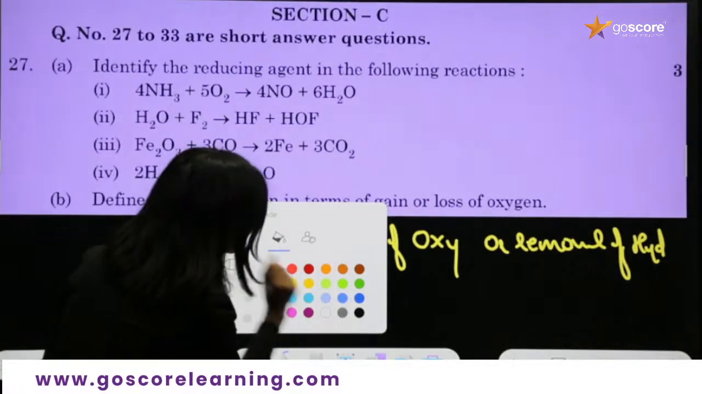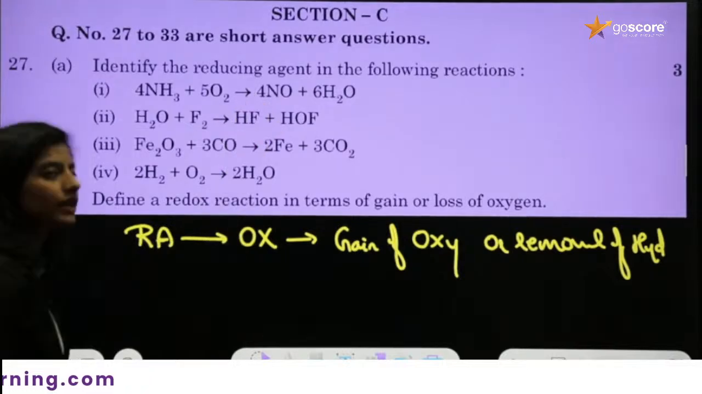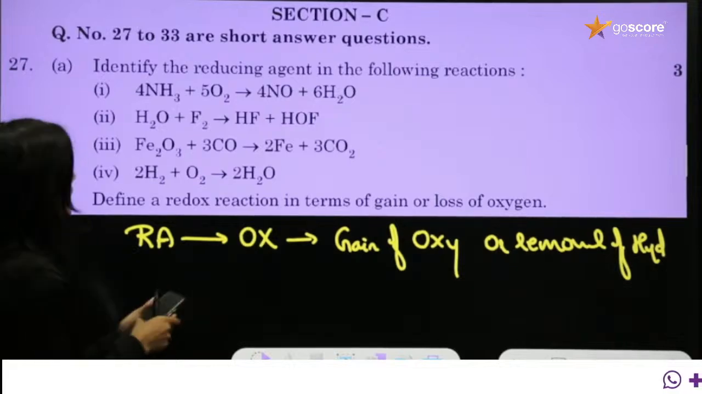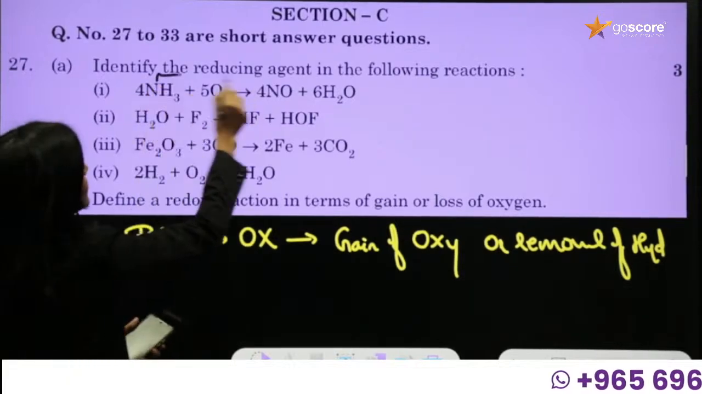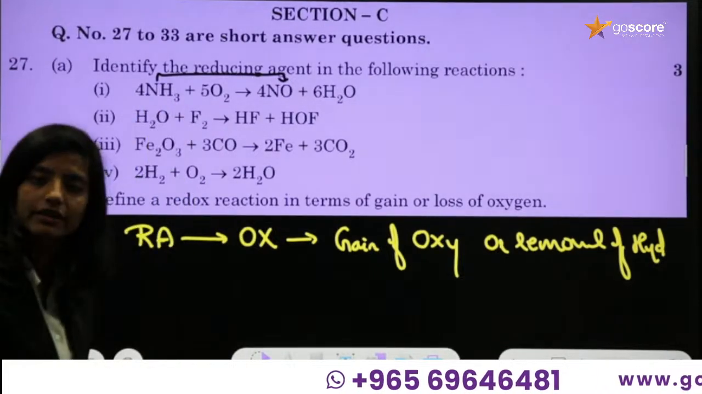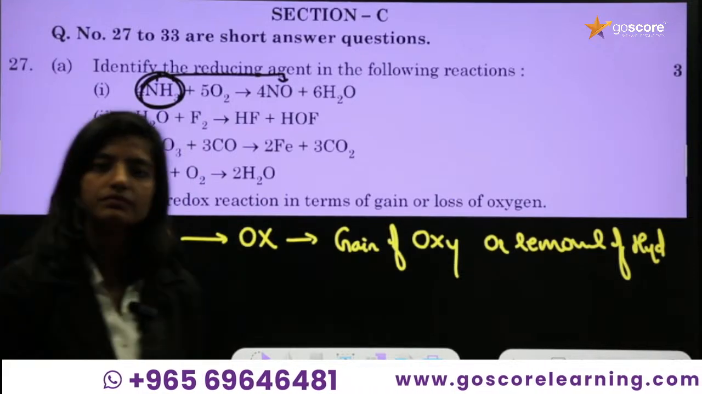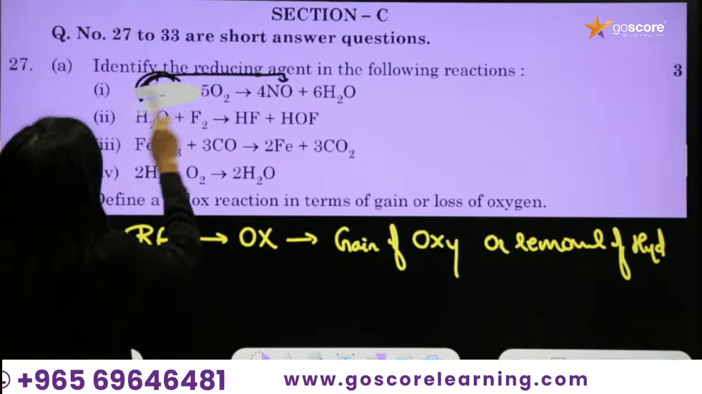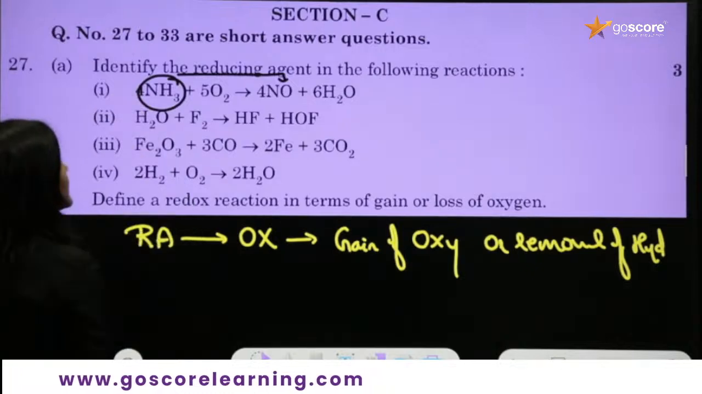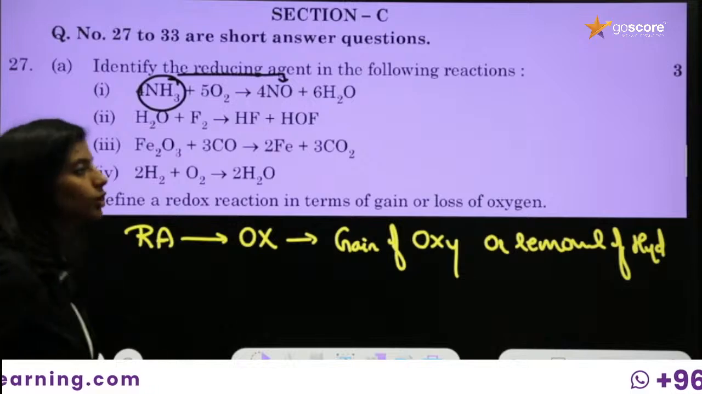Before that, it's time to change the color of the pen. NH3 is turning into NO. That's an addition of oxygen, isn't it? So oxygen is getting added. NH3 into NO is definitely oxidation. So NH3 is the one undergoing oxidation. So I'll circle it neatly. NH3 is the reducing agent right over here because it is the one which is undergoing oxidation.